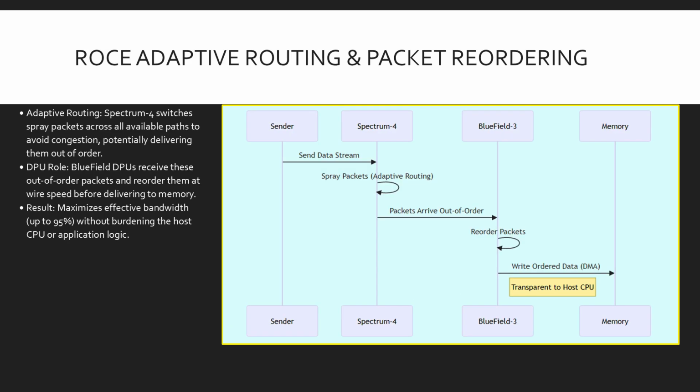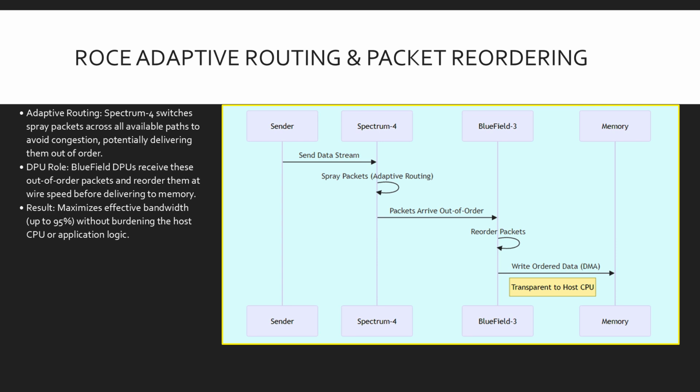One of the critical technical challenges in AI networking is handling massive data flows, often called elephant flows. In a standard network, these can cause congestion. With Spectrum-X, the Spectrum-4 switch uses adaptive routing to spray packets across every available path, balancing the load perfectly. However, this means packets arrive out of order. This is where the DPU shines.